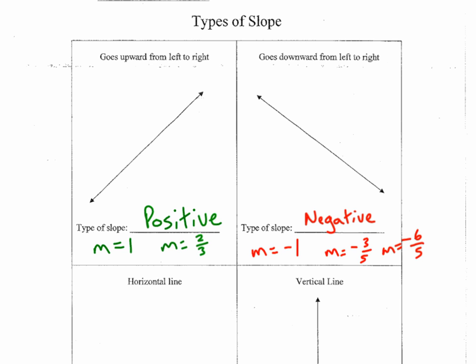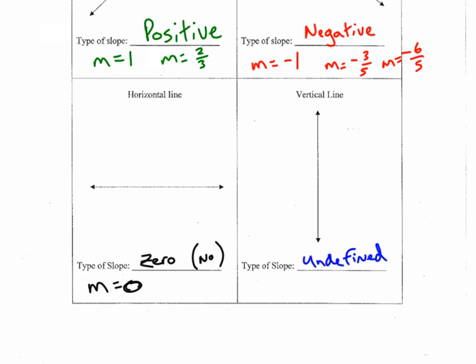Okay, and then here's the two that are a little bit more confusing, a little bit less intuitive, I guess. They don't necessarily follow the fact that it's positive going up or negative going down. A zero slope is a horizontal line. So let's pretend that you were an airplane. If you're an airplane and you're just flying straight, you're not going up, positive, you're not going down, negative, you're just kind of hanging out. That means that you have no slope, zero slope, and m is equal to 0.